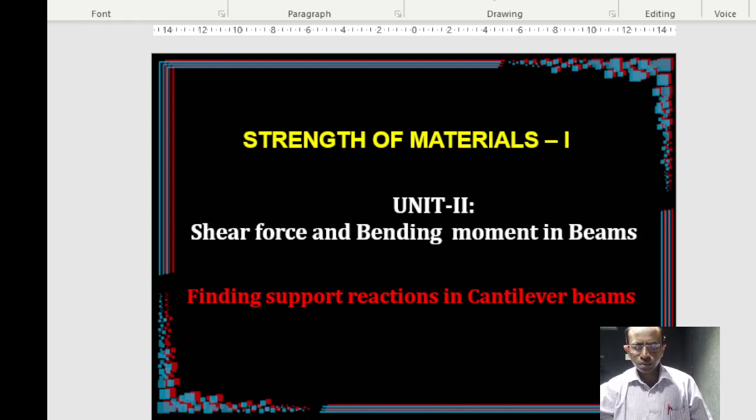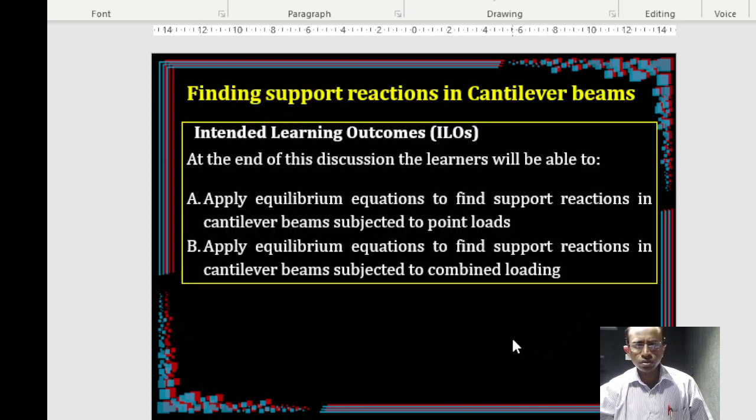Welcome to the short discussion on the topic finding support reactions in cantilever beams. This is a topic in shear force and bending moment in beams. It is a part of the syllabus in the Strength of Materials 1 course, right? So basically, we are trying to look at how to find the reactions for different kinds of loadings that are acting on a cantilever beam, right?